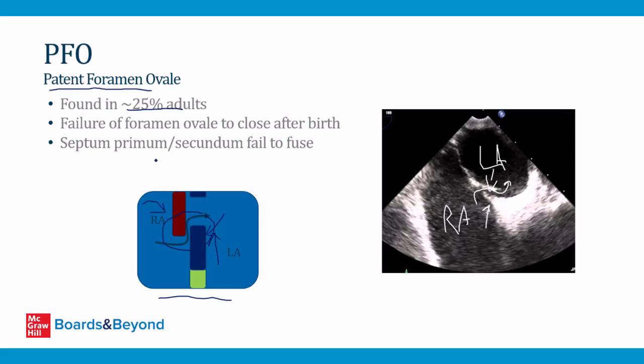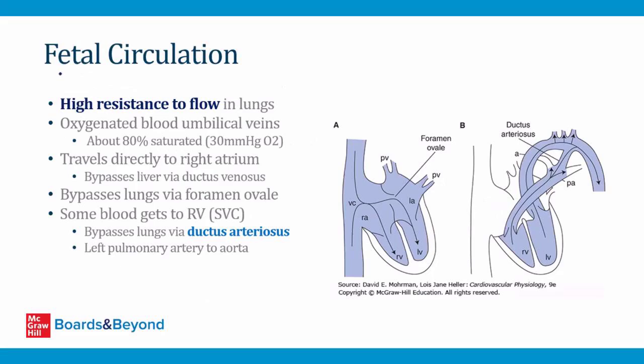And what you want to remember for your board exams is that this abnormality is caused by failure of the foramen ovale to close at birth. There's failure of the septum primum and the septum secundum to fuse together. Okay, so I'll finish this video with 3 slides on fetal circulation.